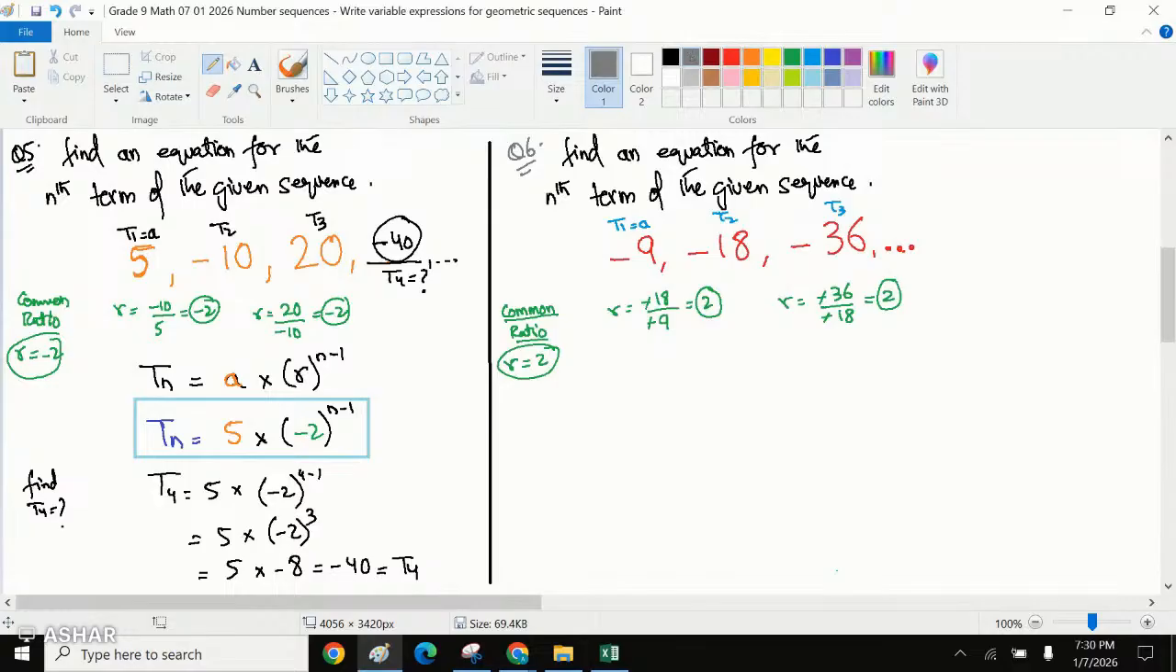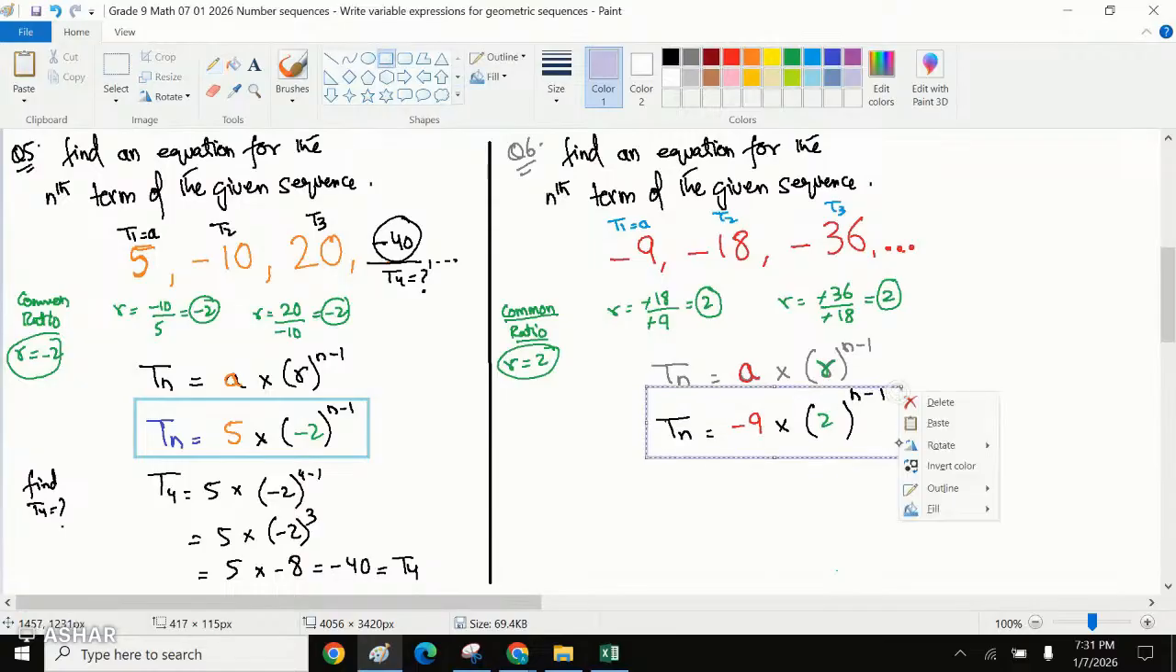The formula for the nth term is Tn equals a multiplied by the ratio to the exponent n minus 1. Can we apply the value of a? We have the value of a. A was -9. Multiply by the ratio. The value of the ratio was given as 2, to the power n minus 1, right? So we can say the formula for the nth term is given something like this. Agreed?